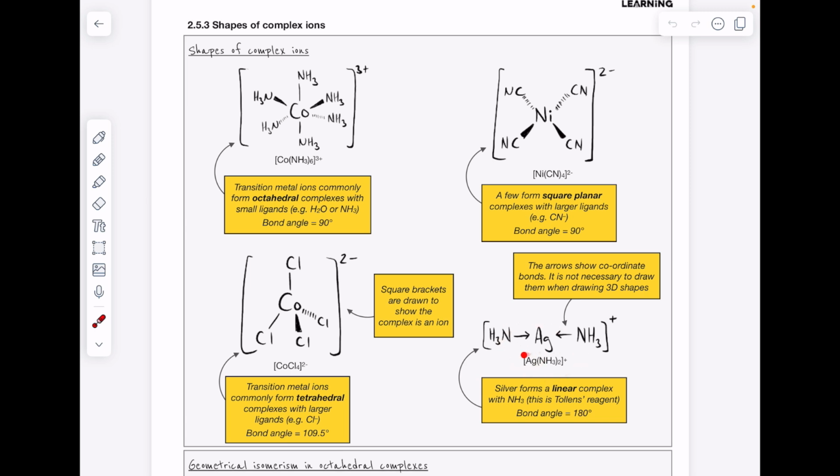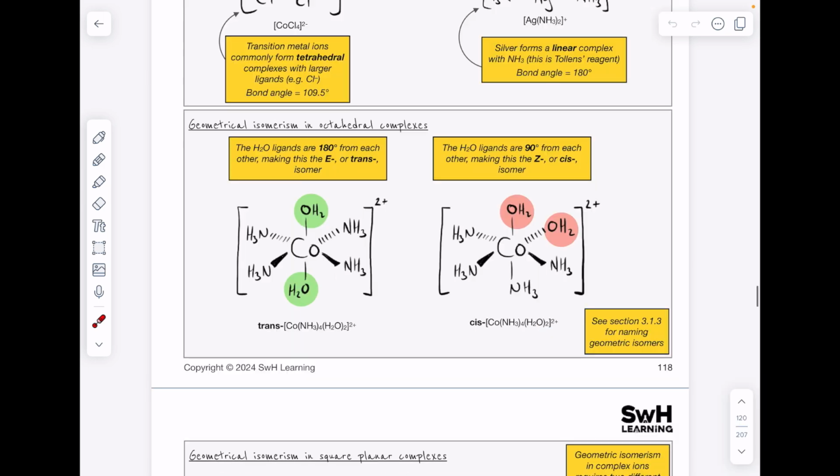Now, this particular complex ion here is actually Tollens' reagent, which remember is used to distinguish between aldehydes and ketones. Aldehydes reduce this complex ion to silver, a silver mirror. It's possible to get geometric isomerism with octahedral complexes.